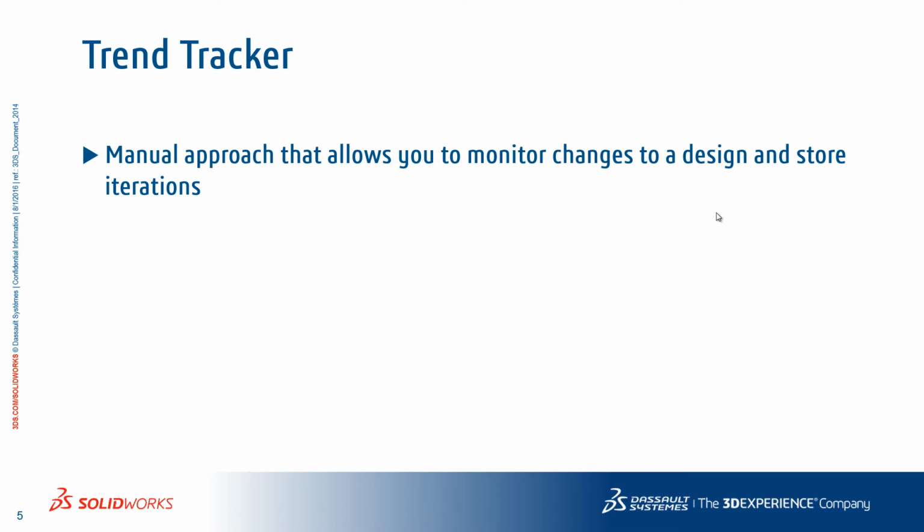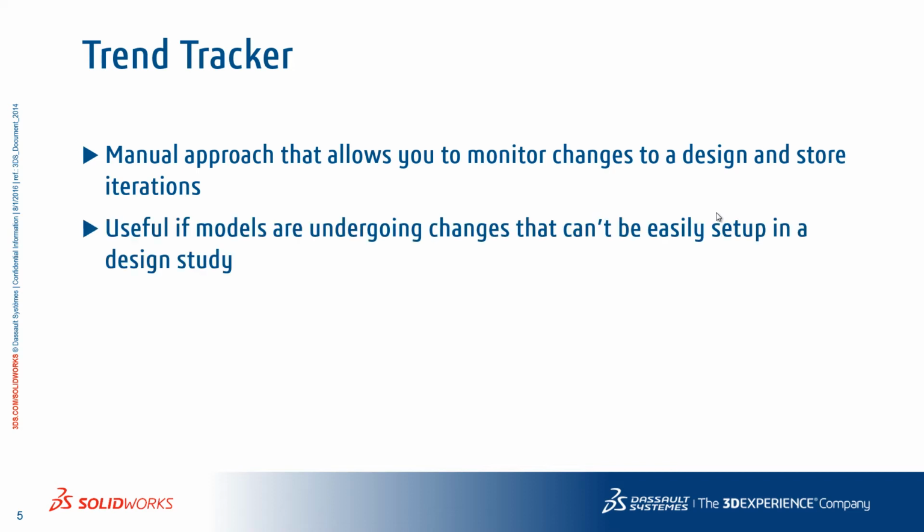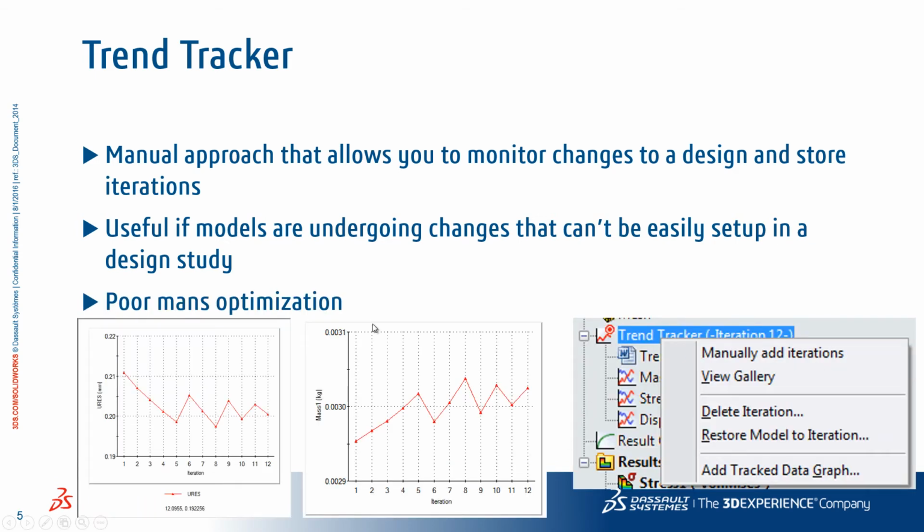And Trend Tracker is a manual approach that allows you to monitor changes to a design and store each of those iterations, right? So it's useful if you've got a model that's undergoing changes that you can't easily set up in a design study, like adding an extruded cut through a whole body, which is something that we're going to do, or maybe adding a rib feature, or maybe there are other reasons why you would use it too. Maybe changing thicknesses. The nice thing about Trend Tracker is it always allows you to go back to a previous iteration. And I like to call it kind of a poor man's optimization.